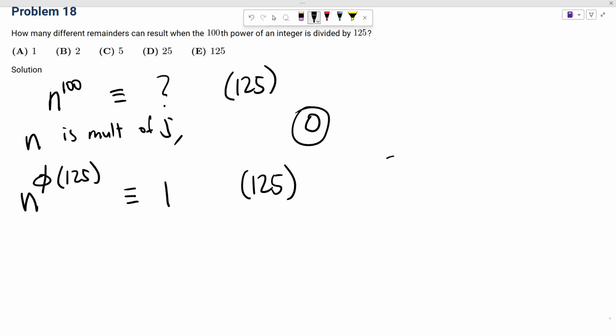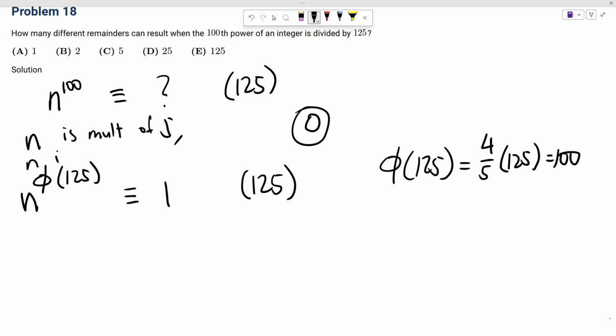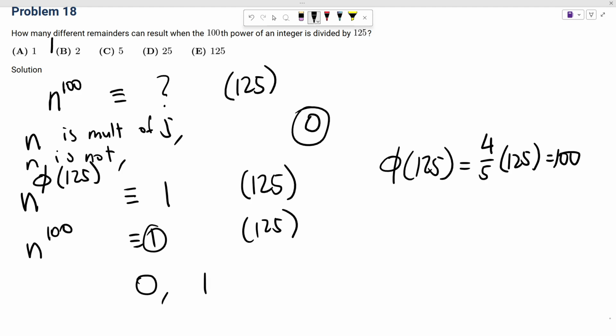And the totient of 125 is the number of numbers below 125 that are relatively prime. That's just going to be every number that is not a multiple of 5. And that turns out to be 100. So that means that if n is not a multiple of 5, then n to the 100 is always congruent to 1 mod 125. So our only options are 0 and 1, which means there are 2 different remainders.